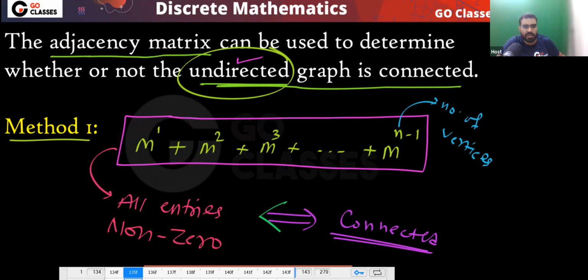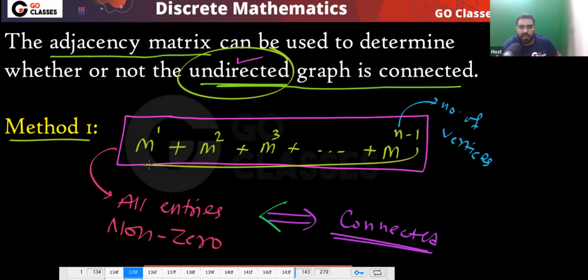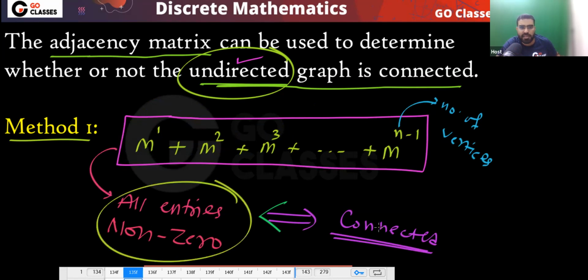This will give you the number of walks of length 1, length 2, length 3, up to length n minus 1. So you can easily see that if you add them and all entries are non-zero, then it is connected. And if it is connected, then all entries are non-zero. So this is the idea. Is method 1 clear to everyone? Please tell me.